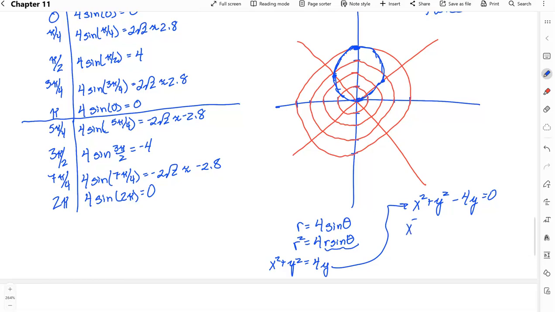And if we complete the square on the y's, I'm going to take half the middle and square it. Half of negative 4 is negative 2. Negative 2 squared is positive 4, and I would add 4 on both sides. So when I factor this, that's going to be x squared plus y minus 2 quantity squared equals 4. So we can see this is a circle, and the circle is centered at 0, 2, with a radius of 2.